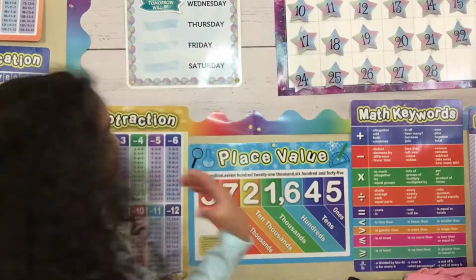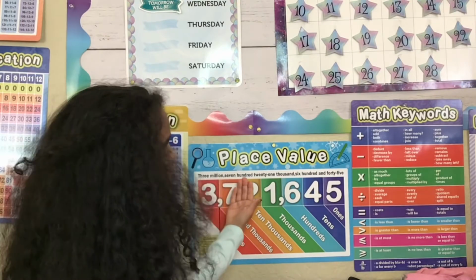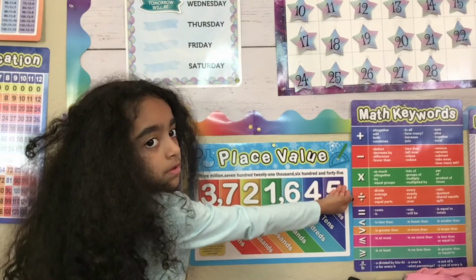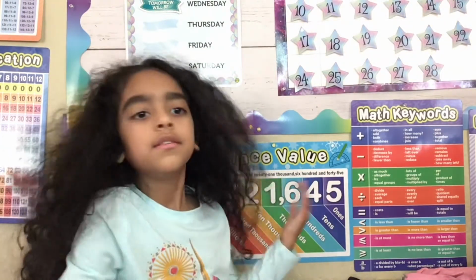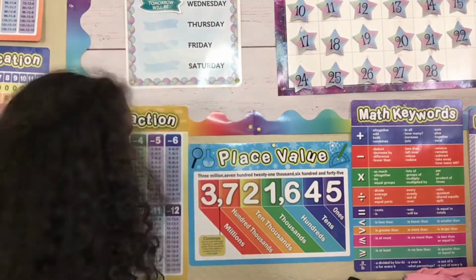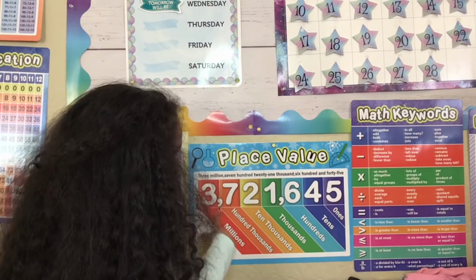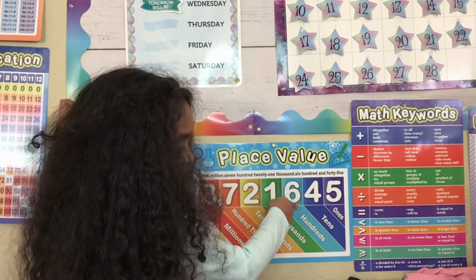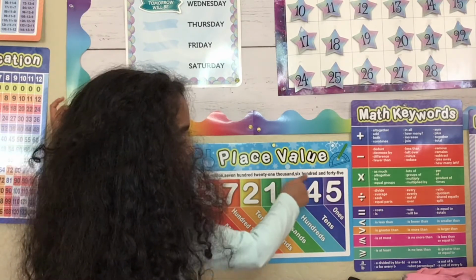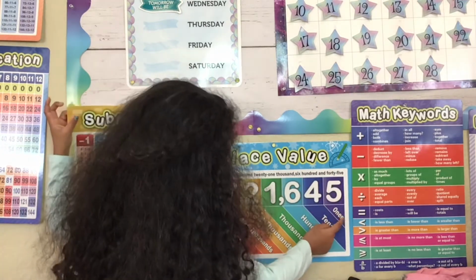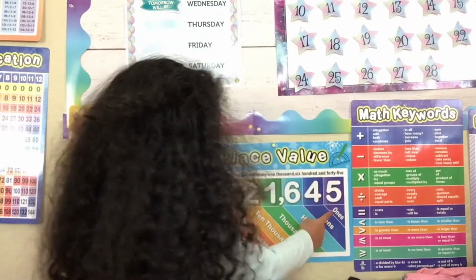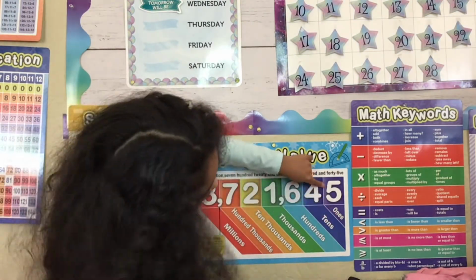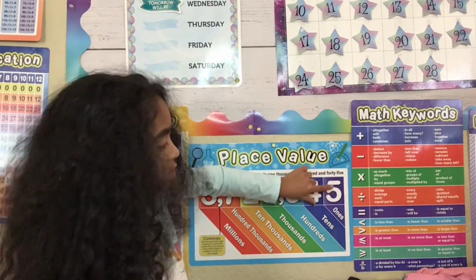Now we're going to start with 3,721,645. So we're not starting off with the millions or hundreds or tens or thousands, but we're starting off with the ones, of course. Starting off with the first one, the ones column. You look at what's in the ones column. See that there's a 5 in the ones column.